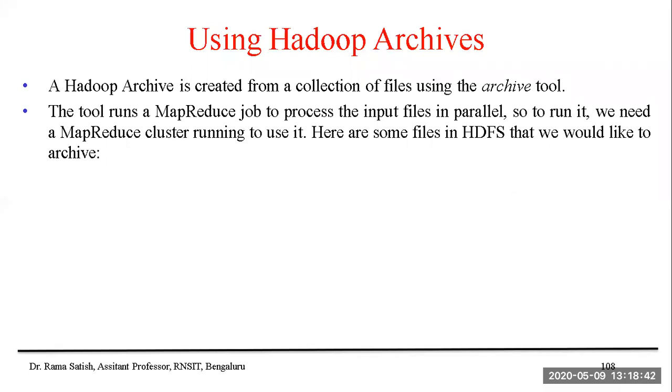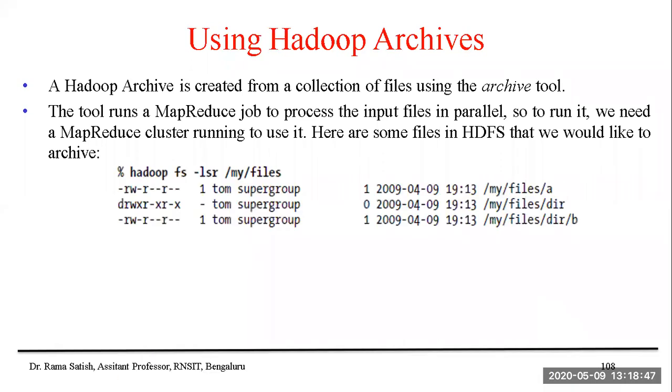Here are some files in HDFS that we would like to archive. Look here, I have just run an lsr, which means list the files recursively. In the folder /my/files, if you do it, there are so many files available, and there is one directory also. dir is one directory. In my files, you have one file A. In dir, you have one file B. These are all small files, and I want to put these small files in an archive.